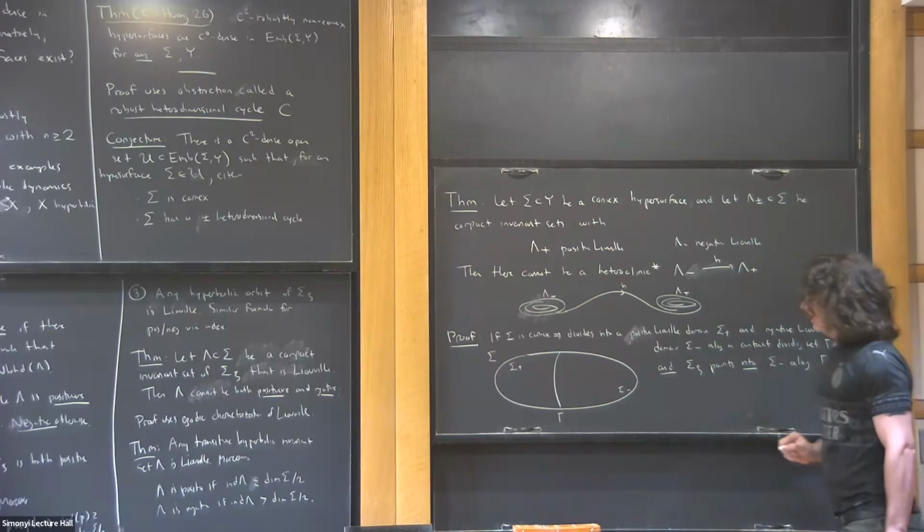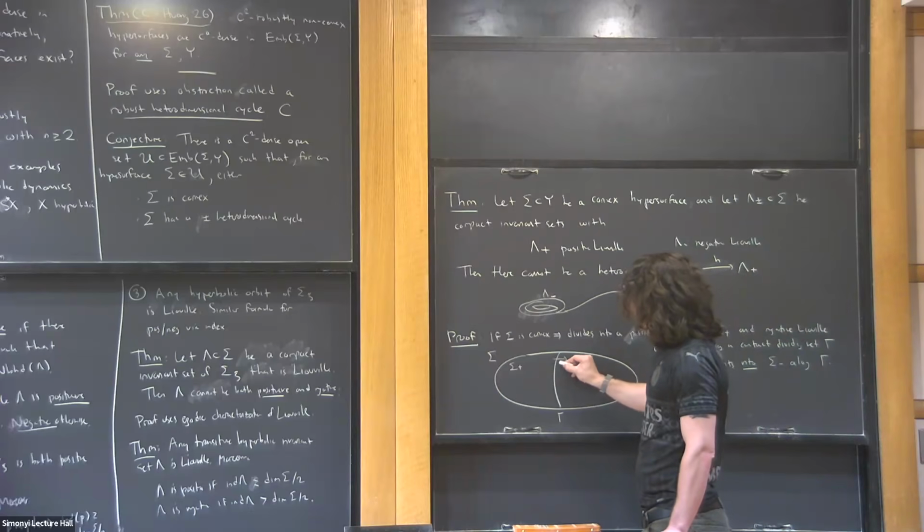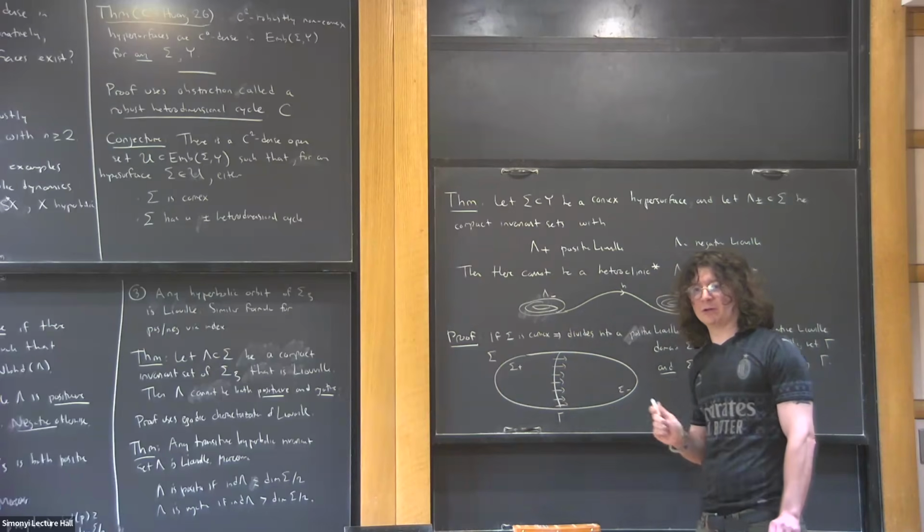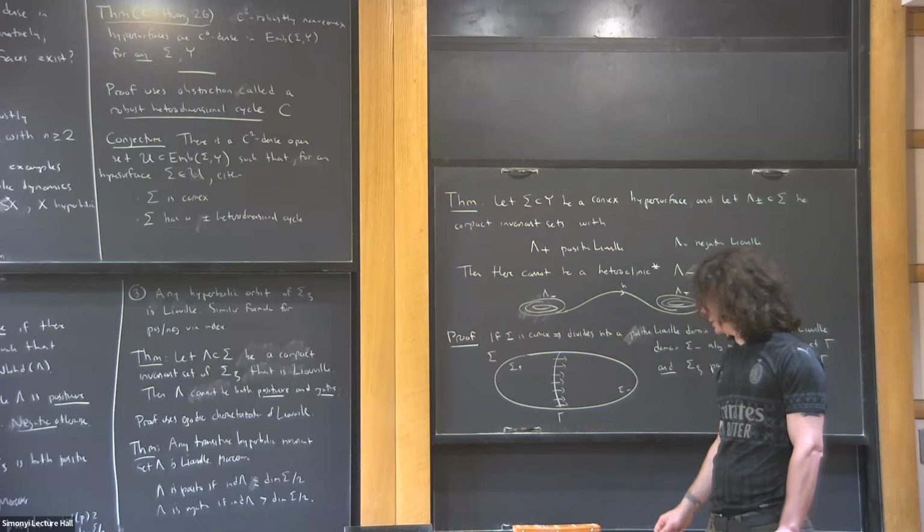gamma. So the characteristic foliation is oriented, and if you look at it along gamma, it'll be pointing that way, from one side into the other.